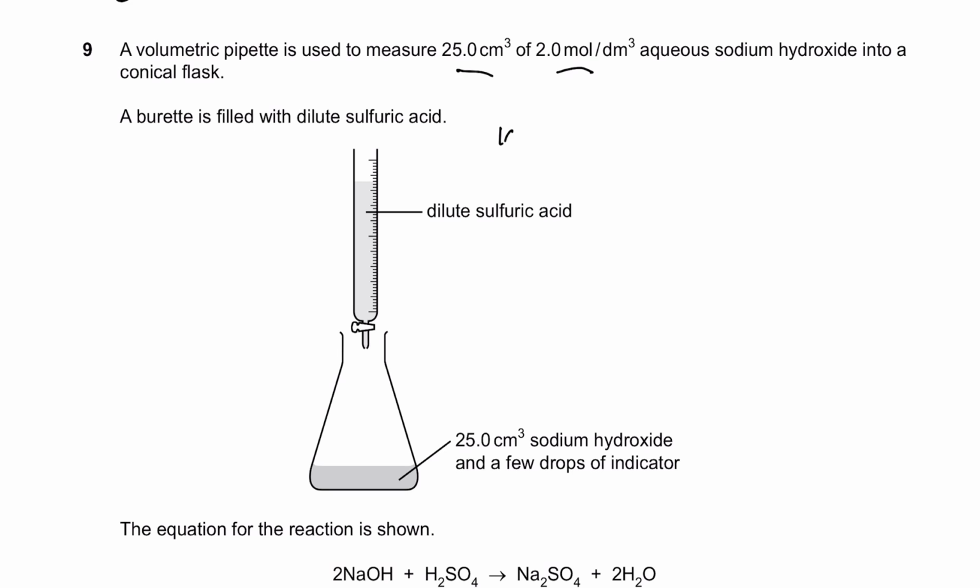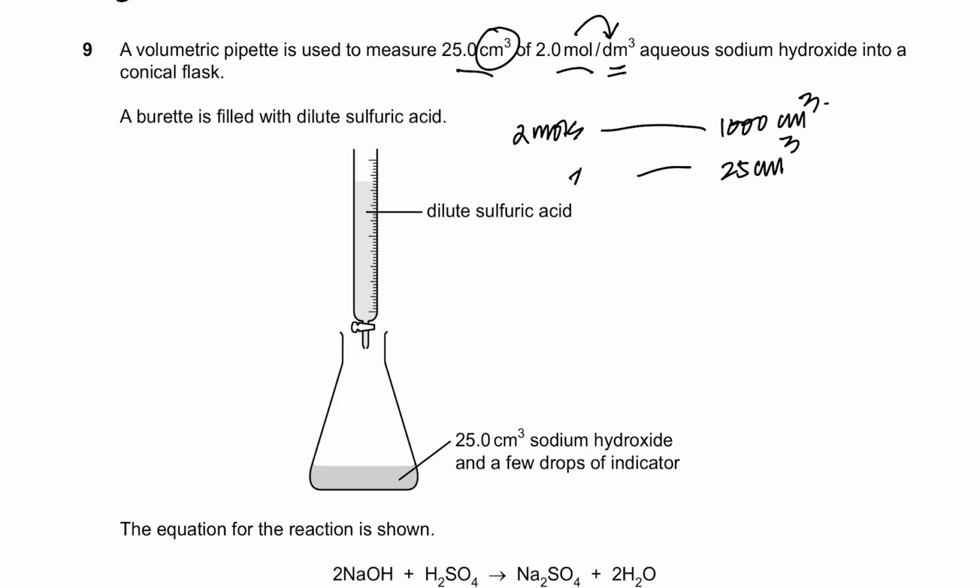You know that in 1 dm³, you actually have 2 moles. So I could say you have 2 moles in 1000 cm³, because the volume is given in terms of cm³, right? So in 2 moles, you have 1000 cm³. If you have 25 cm³, how many moles of sodium hydroxide would you have? X is equal to, you cross multiply, 25 times 2 divided by 1000, that gives me 0.05. So you have 0.05 moles of sodium hydroxide.